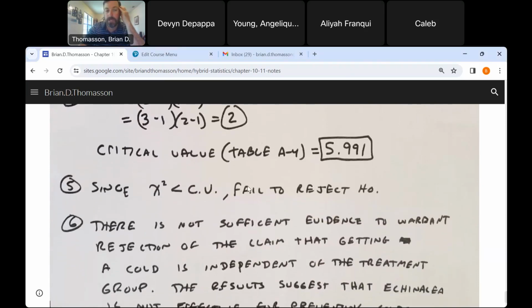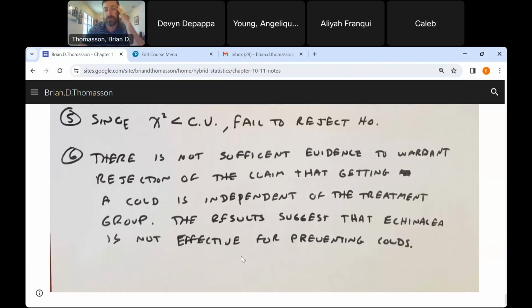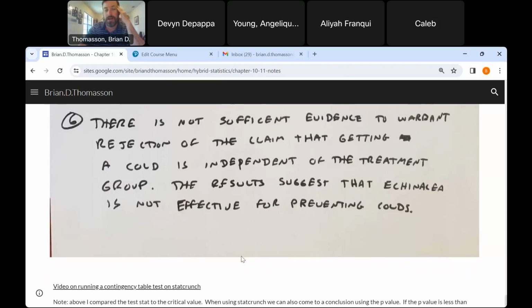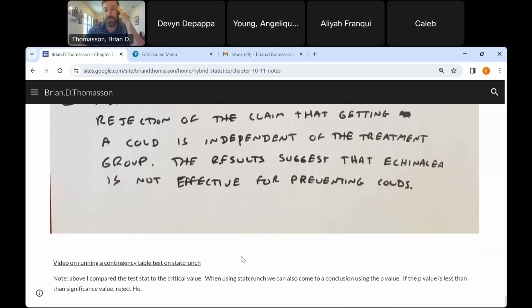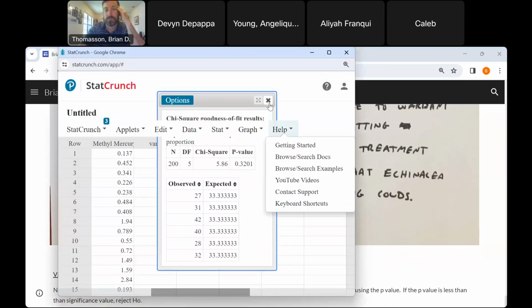And so that's what we come up here. We fail to reject H0. And then we get to our final conclusion. There's not sufficient evidence to warrant the rejection of the claim that getting a cold is independent of the treatment group. The results suggest that echinacea is not effective for colds. Okay, so echinacea, although that sounds great, it's not helpful. So let me show you how to do this on StatCrunch.